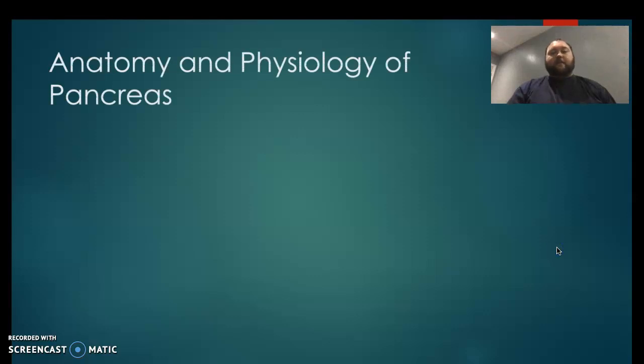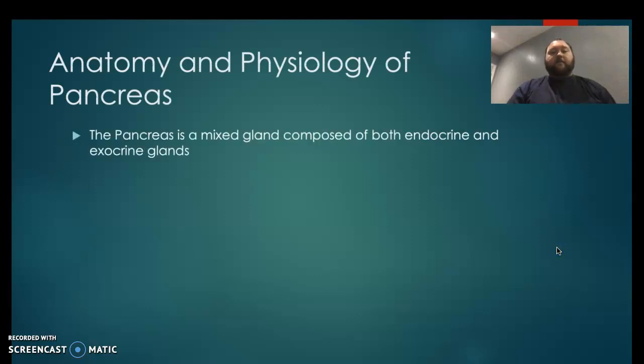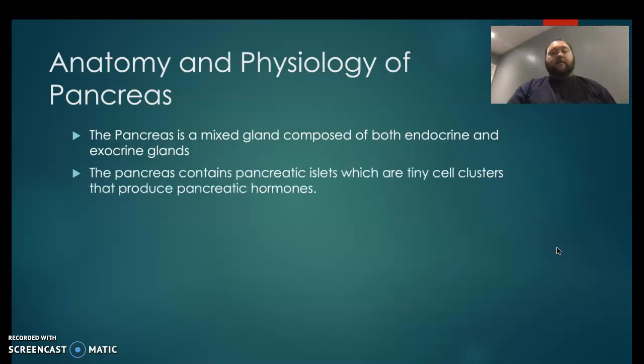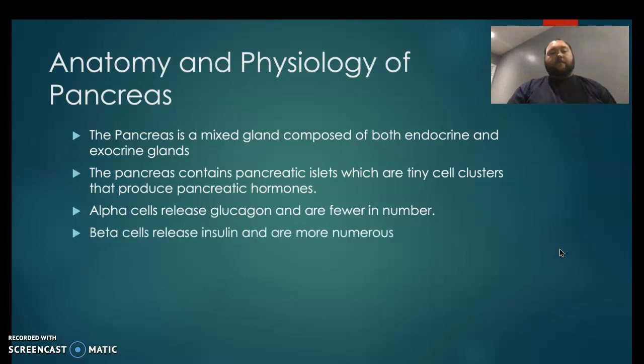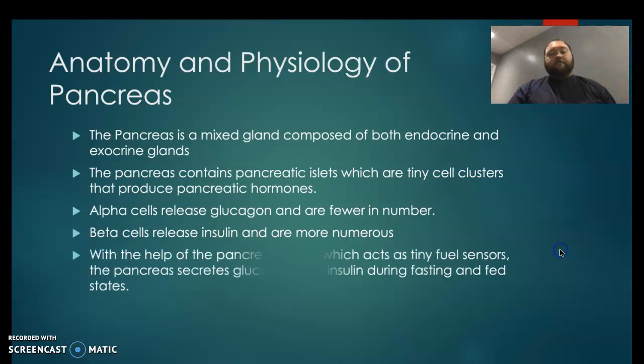The anatomy and physiology of the pancreas. The pancreas is a mixed gland composed of both endocrine and exocrine glands. The pancreas contains pancreatic islets, which are tiny cell clusters that produce pancreatic hormones. Alpha cells release glucagon and are fewer in number. Beta cells release insulin and are more numerous.